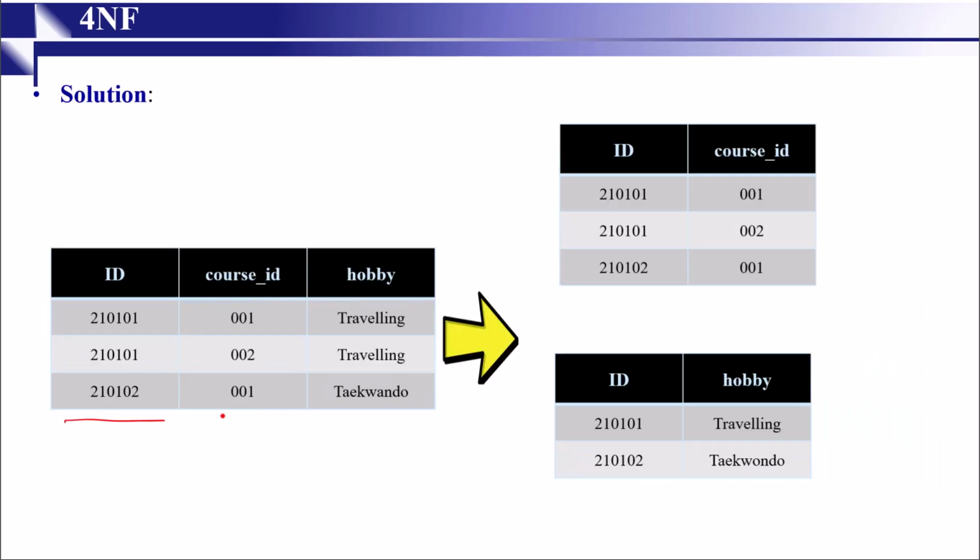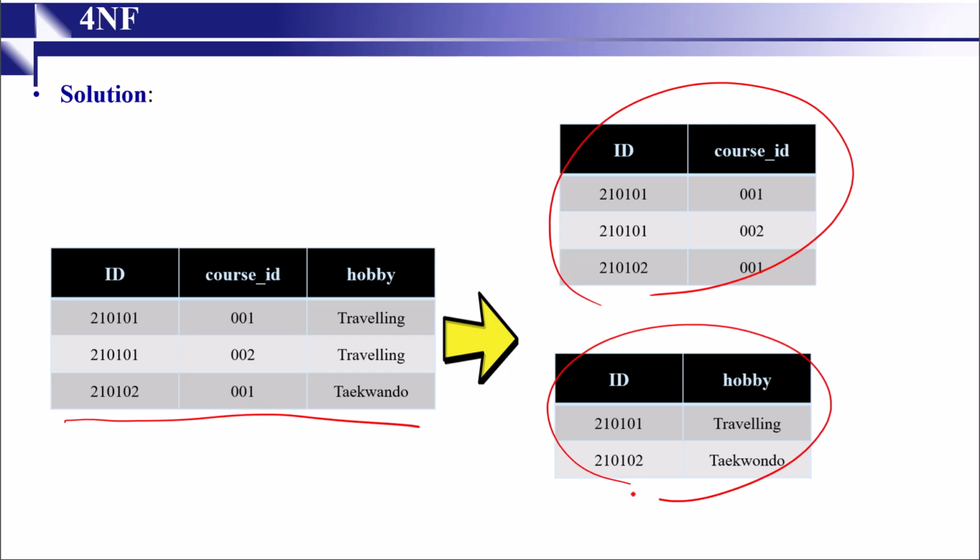So we will decompose these two tables into ID and course ID, and also ID and hobby, right? Then we can connect these two tables and make some queries. This separates the independent multi-value dependencies, ensuring the database is in 4NF with no unnecessary repetition.